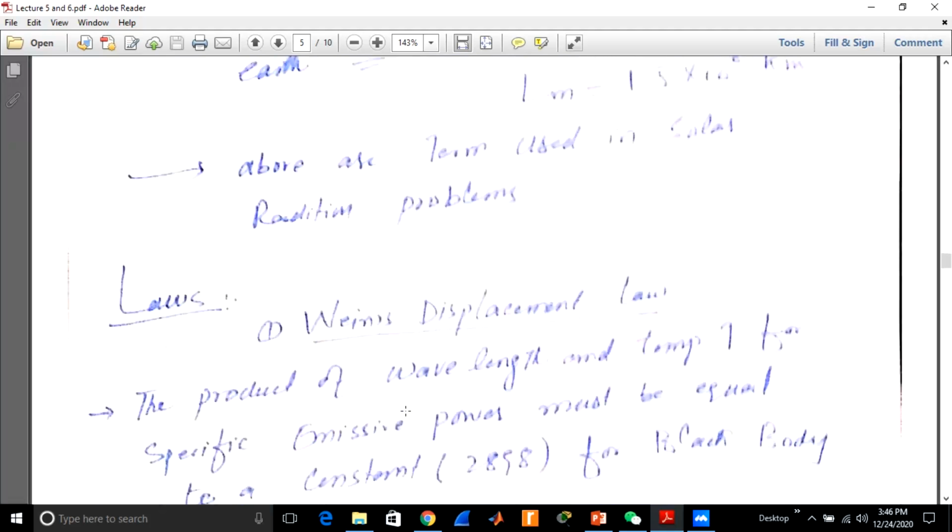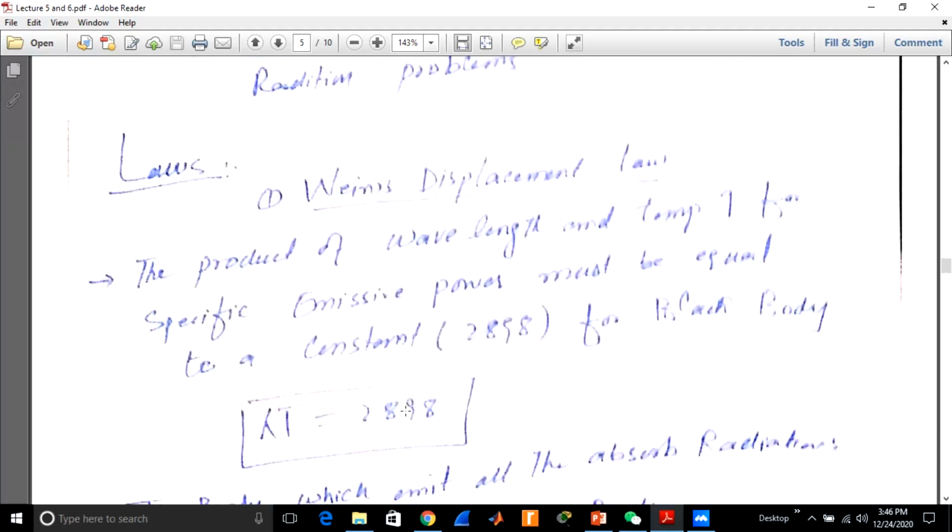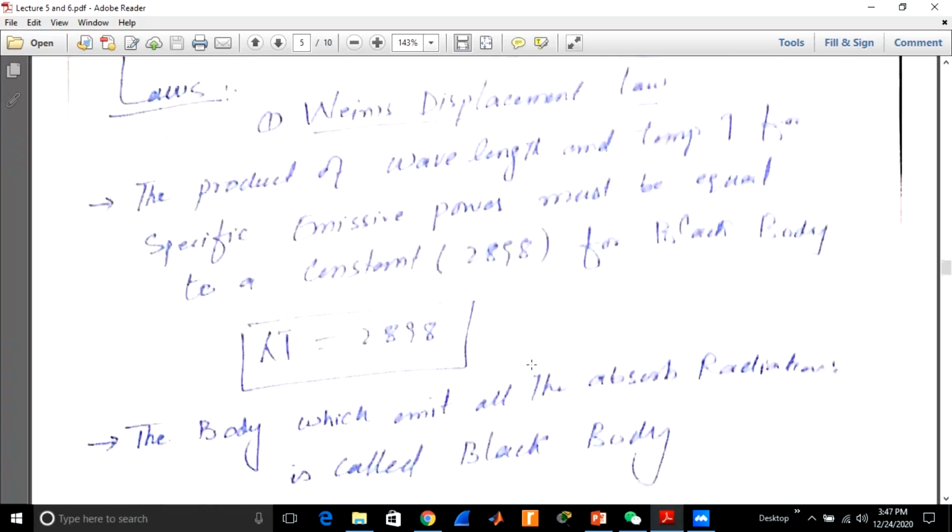Let's define just two laws. The first law, which we have already discussed, says that the product of lambda and T will be constant, which is 2898. This law is called Wien's displacement law. Wien's displacement law states that for a specific emissive power, there will be a specific temperature T and a specific wavelength lambda. The product of these two must be equal to a constant, which is 2898.